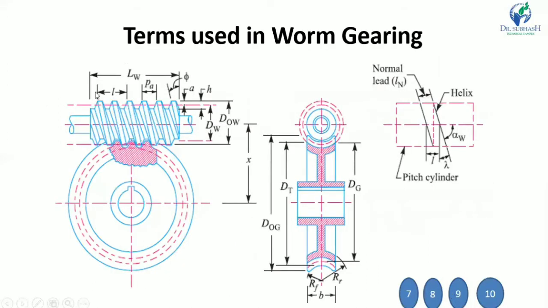Here you can see this L is the lead. In short, when the worm rotates one revolution, the axial distance traveled by this thread is known as the lead. So for the single start thread, the lead is equal to the axial pitch, and for the multi-start thread, or the double start thread, the lead is equal to 2 into axial pitch. For the triple start thread, the lead is equal to 3 into axial pitch. In short, the axial distance traveled by the thread is known as the lead.